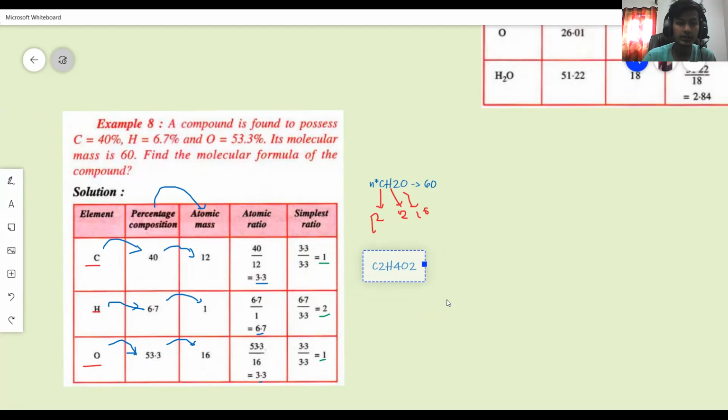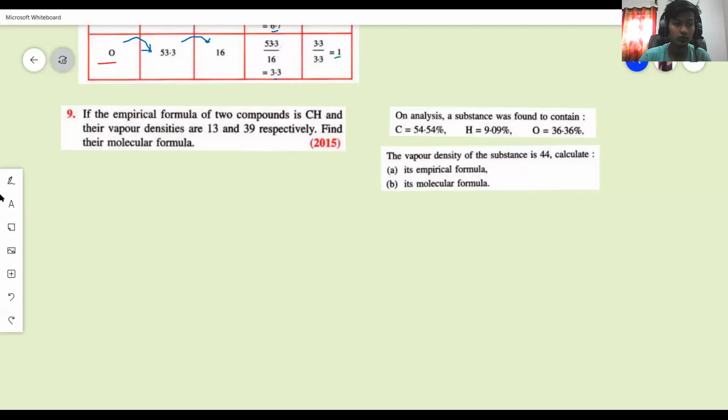So it followed the same steps, but at the last step we took the weight of the empirical formula, multiplied it by the factor that was initially taken out from the molecular formula to form the empirical formula, and then equated it to the molecular mass given in the question, and we found the value of n. n came out to be 2 in this case, and then we multiplied it into the empirical formula to get the molecular formula. Clear? Yeah, so here are two questions.